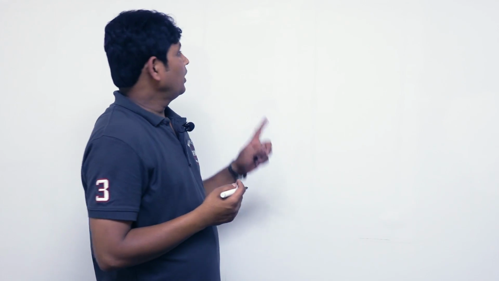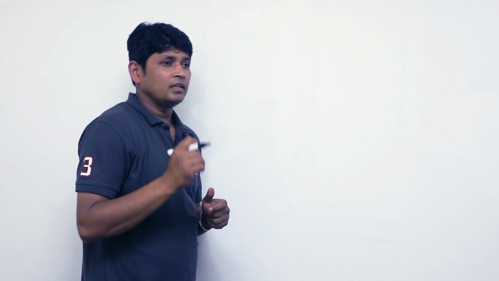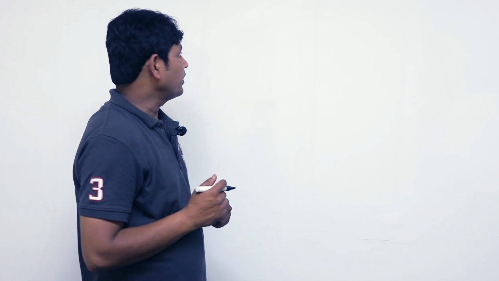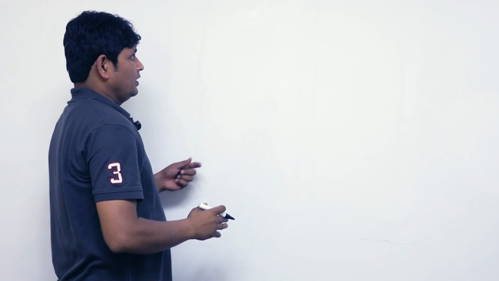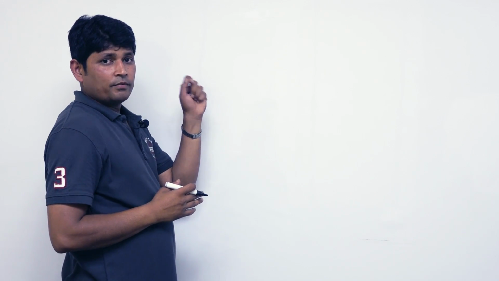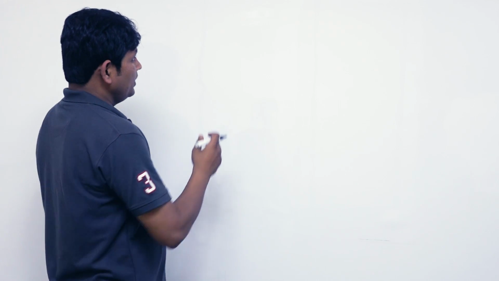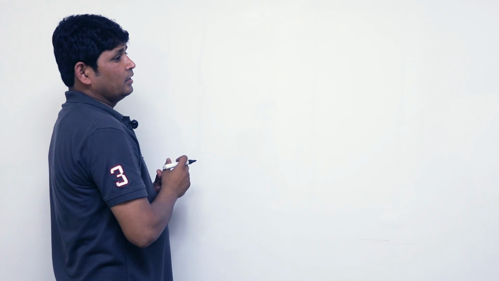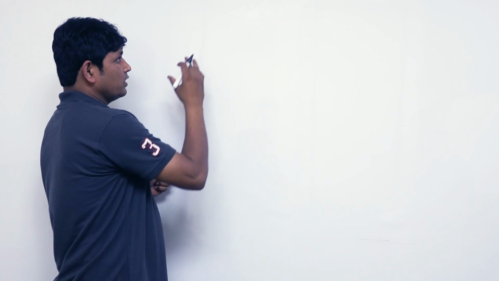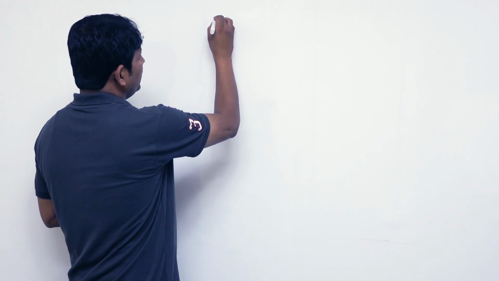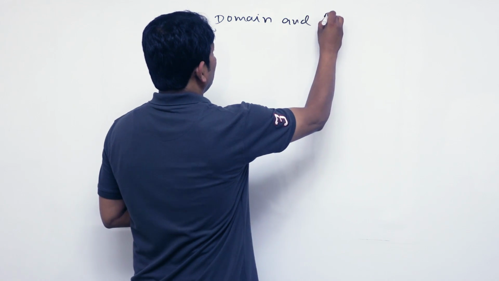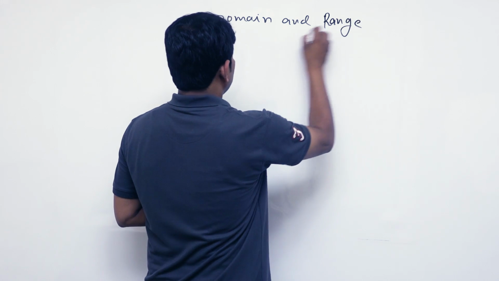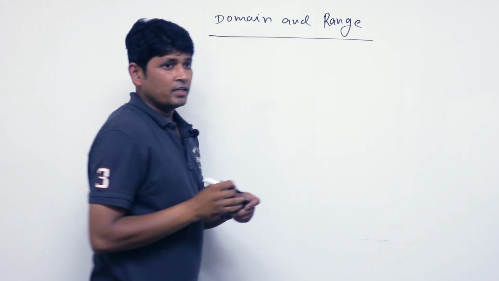Okay, now in a relation, we have to understand the domain and range of a relation. This term we have to use many times in a function. So before starting function, in the relation we have to understand the meaning of domain and range. What is the domain and range? Domain and range of a relation.